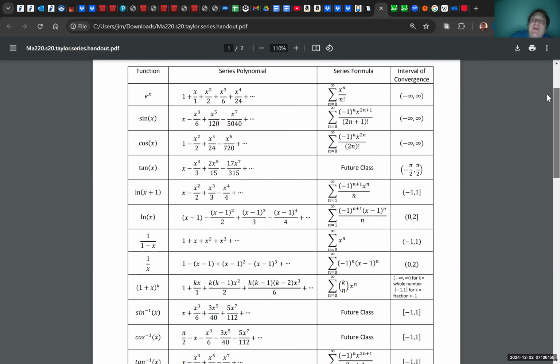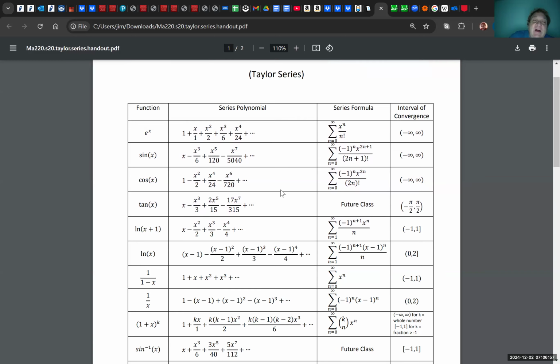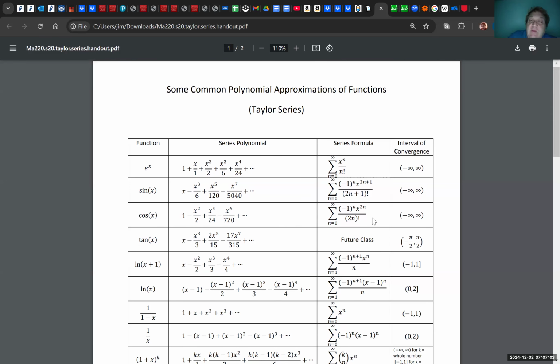But for a large part of things, we're just going to be referring to something like this, a list of known Taylor series. And the cosine one we just did is listed there as well. And we kind of know the answer is going to be negative infinity to infinity. I'll show you what that is in a moment.